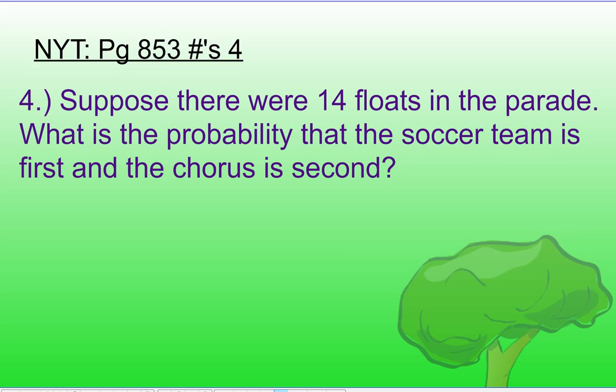I think we've got one last problem from the textbook, then the summary, and then we're done. So here's the problem from the textbook. It says, suppose there were 14 floats in the parade. What is the probability that the soccer team is first and the chorus is second? Pause the video, do the problem on your own. When you're ready to continue, hit play, and we'll go through it together.